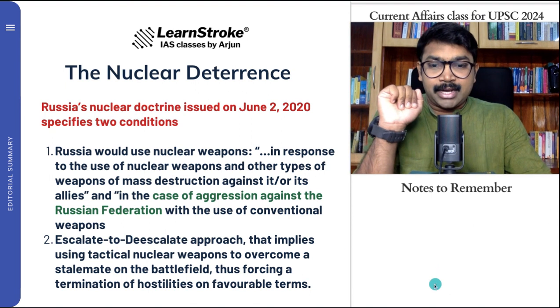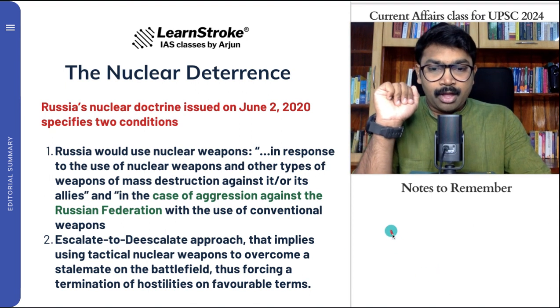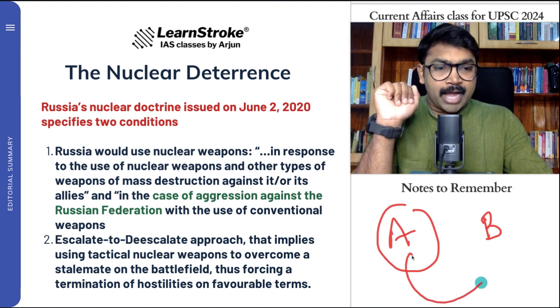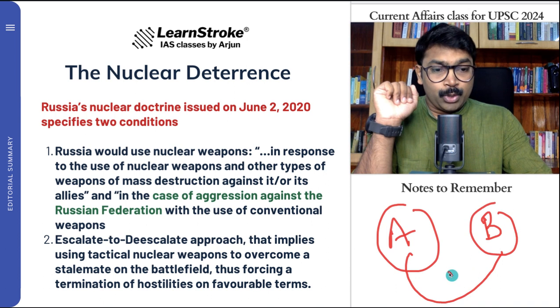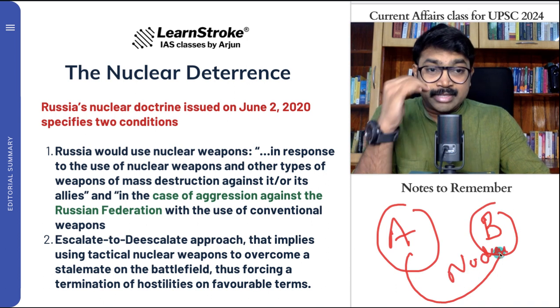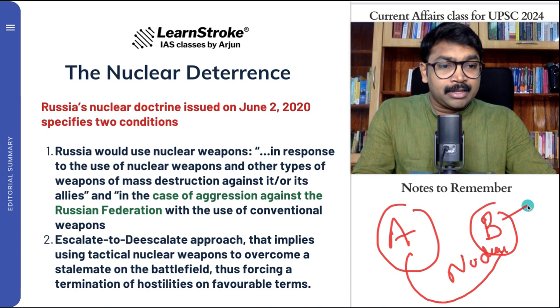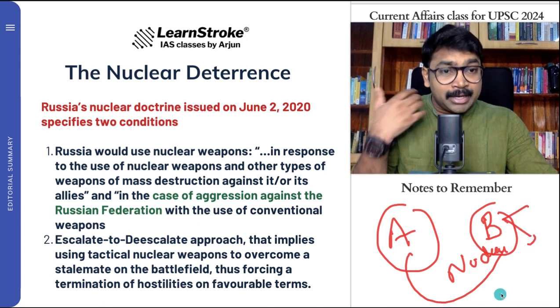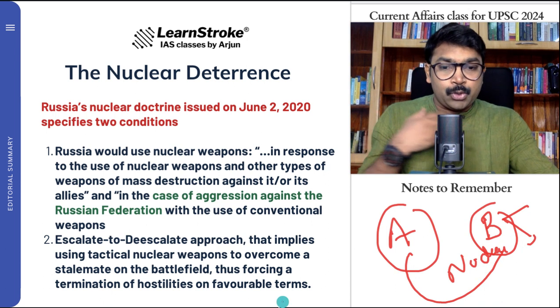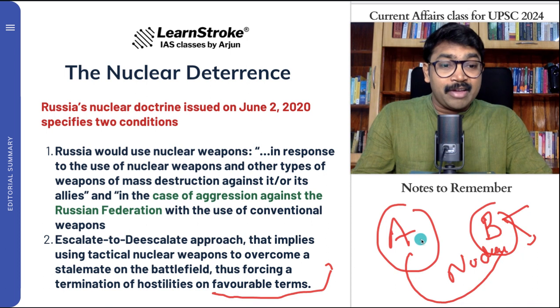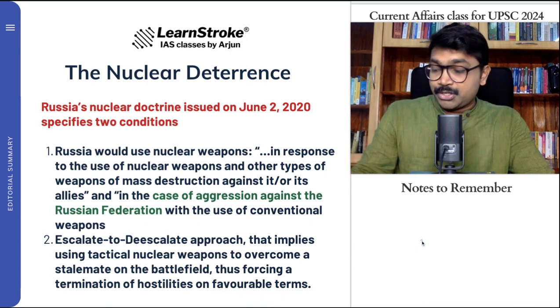So escalate to de-escalate: you can see two countries are actually fighting. And as I said, A has nuclear power, and you threaten B that you will use nuclear power. You just threaten B with the simple threat that I might use nuclear power. You either solve the problems of B or even make B surrender, and you end the hostilities on favorable terms. That is a key important point. You end this whole thing on favorable terms. So this is Russia's nuclear doctrine.